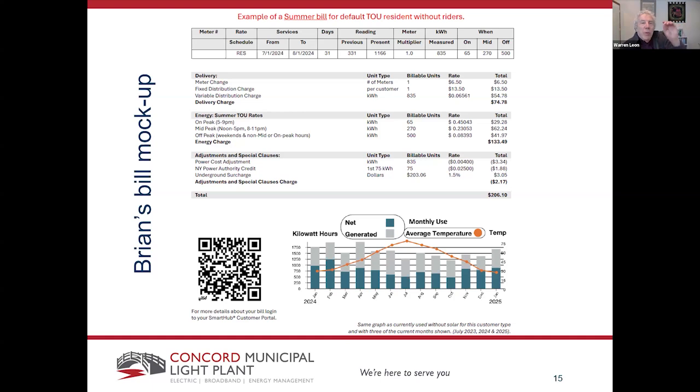So under this approach, we would collapse the meter charge and the fixed distribution charge into one meter charge. There would be a variable distribution charge. And then we'd have energy with three lines.